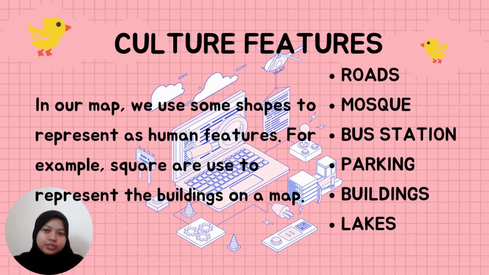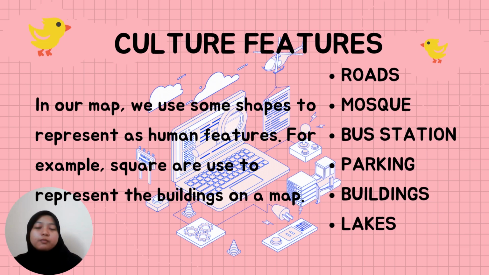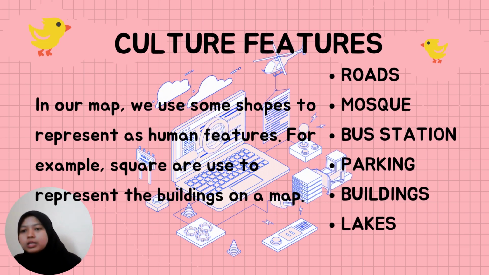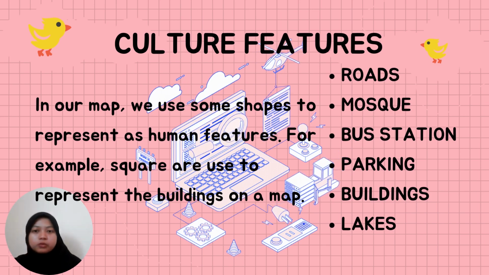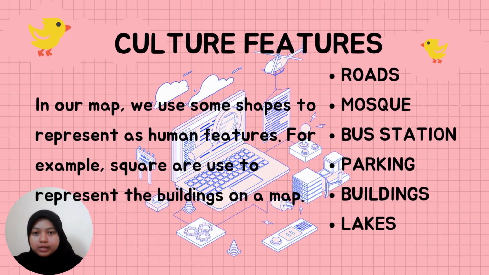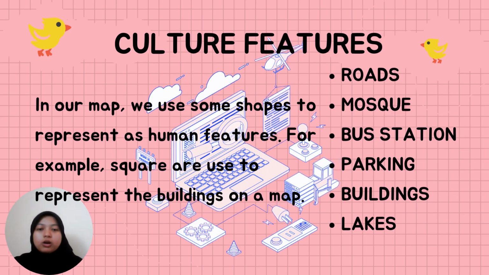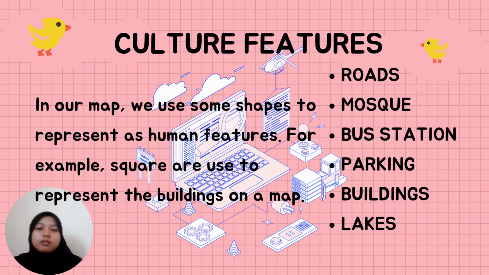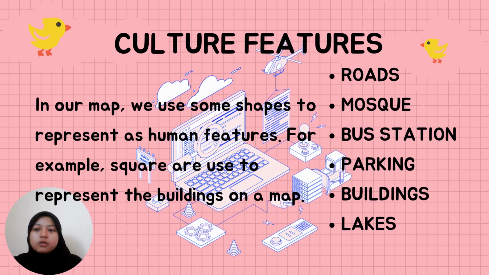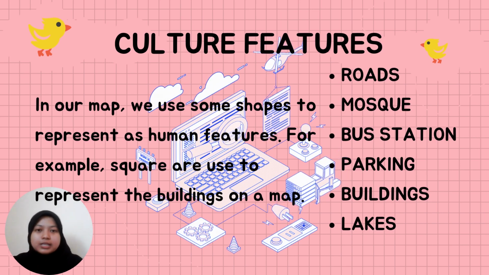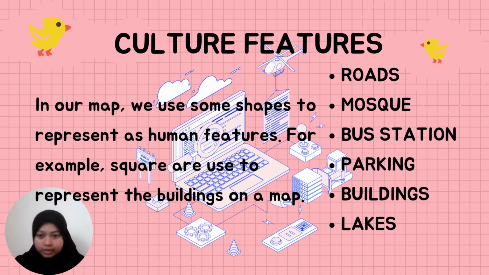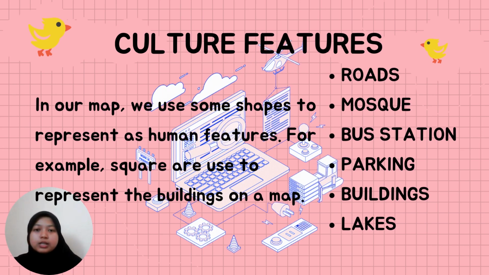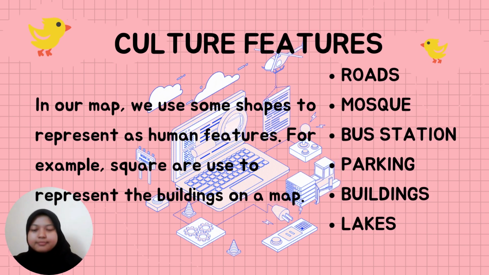Next, human features. Similarly, for human features, the map depicts lines for roads or some sort of sign for that object. In our map, we use some shapes to represent human features. For example, squares are used to represent the buildings on the map. And many more cultural features are found on the campus map, such as roads, mosque, bus station, parking, and also lakes. That is what falls under cultural features.